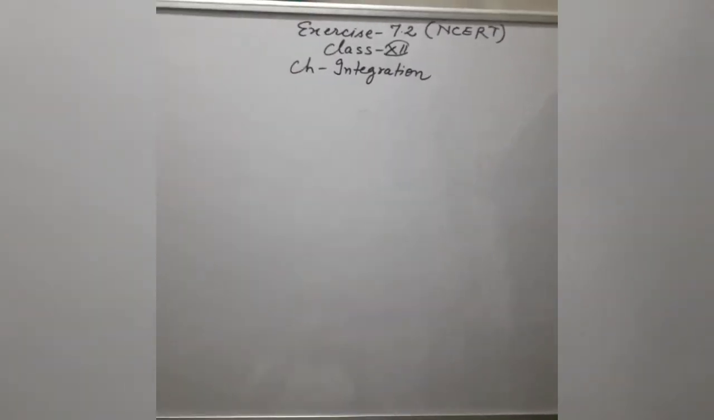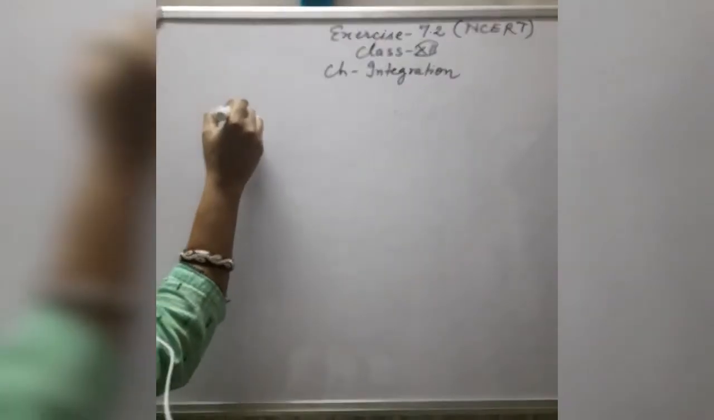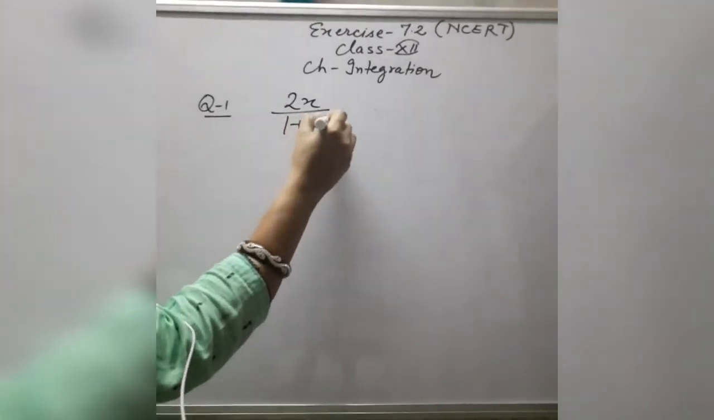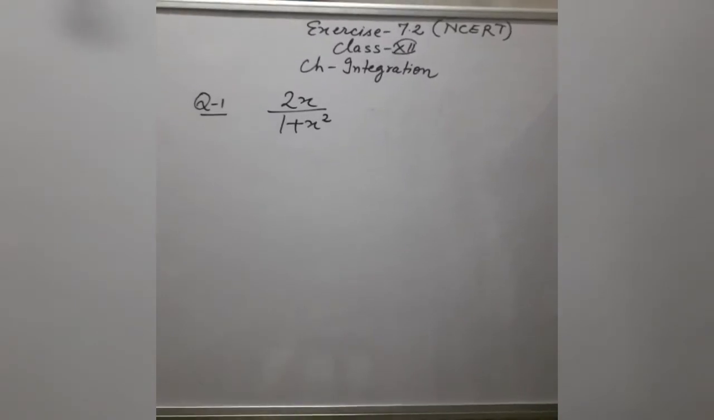Yes students, today we will start exercise 7.2 of the chapter Integration from the NCERT book. In this exercise we will use the substitution method. In the first sum, the given function is 2x divided by 1 plus x square. We have to integrate this function. We will find the integration of this function.